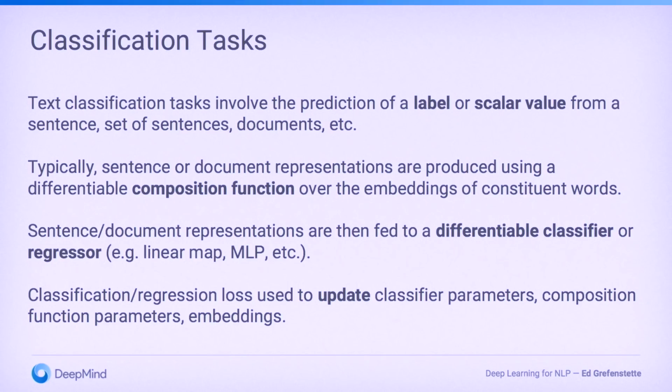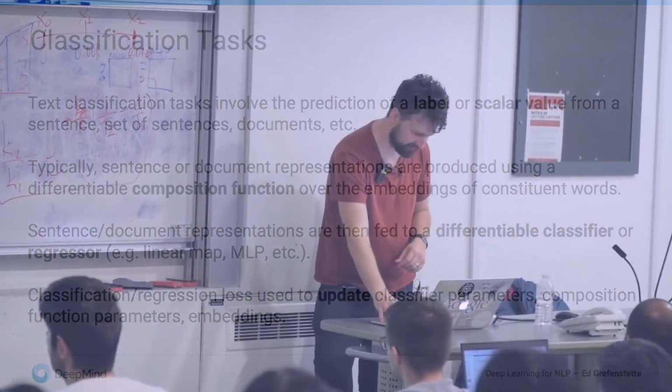So textual classification involves the prediction of a label, such as positive or negative, or a scalar value, which is how likely, for example, a tweet is to be coming from a bot versus from a human. These labels or scalar values are predicted from a sentence or a set of sentences or a set of documents, depending on your task. And so typically, what you want to do is produce a representation of your documents or your sentences or your phrases, and then jointly learn a task-specific representation and a classifier from that representation to your label, so that you can solve your task.